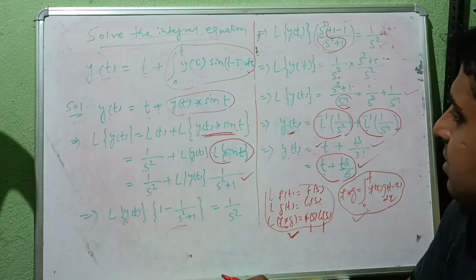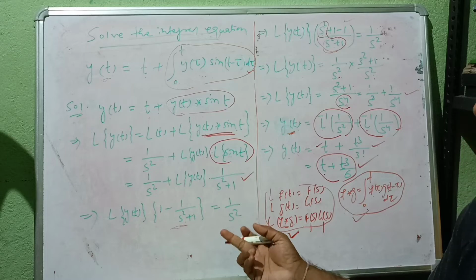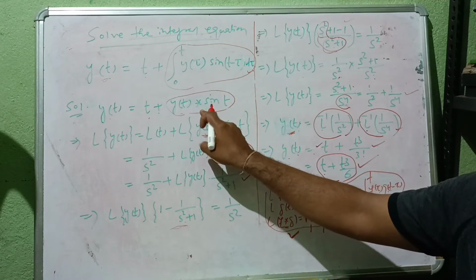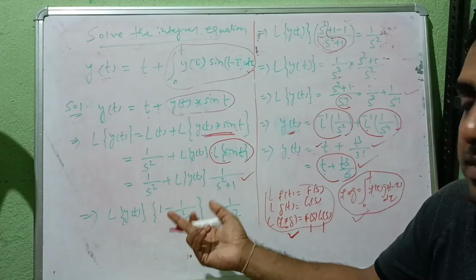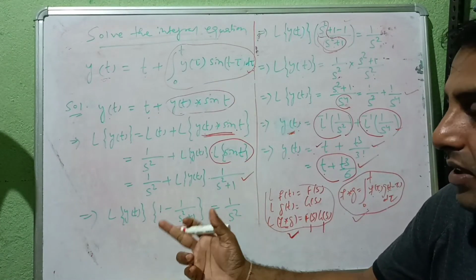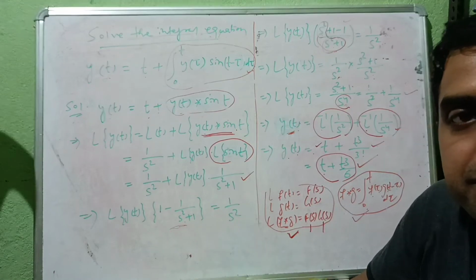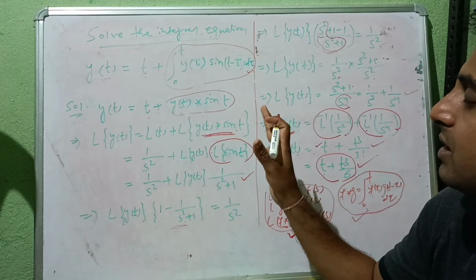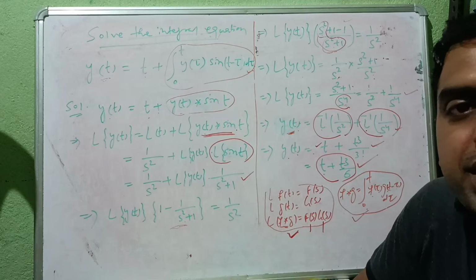Okay, so in this very simple procedure, what is the process? Just write this type of term using convolution, then take Laplace on both sides, then find Laplace of y of t, then after that take Laplace inverse on both sides so that you can find y of t. So this type of integral equation we can solve using the convolution theorem, right?